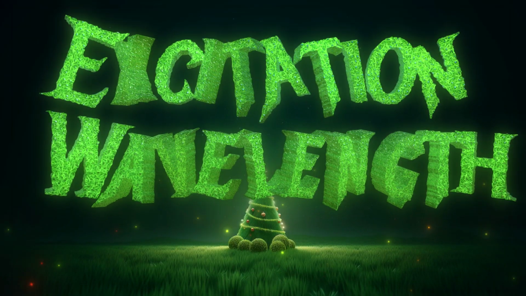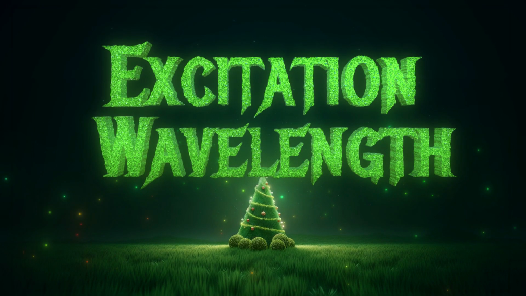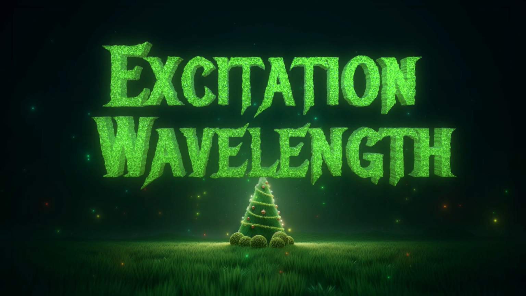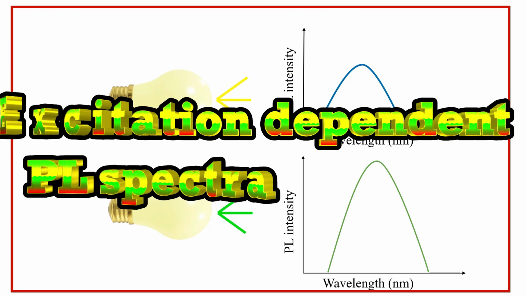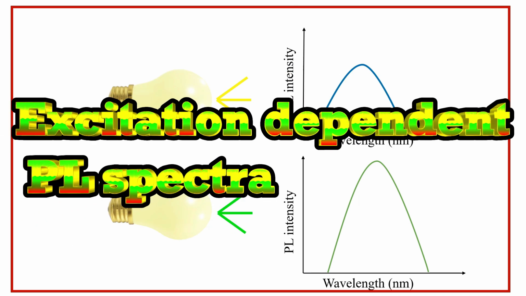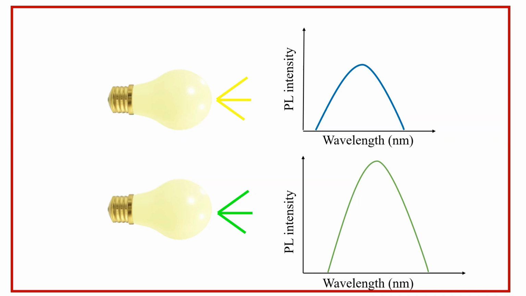Second one is source wavelength. Depending on the excitation wavelength, different intensity of PL will result. Sometimes the nature of the PL spectra will change depending on the excitation wavelength. Here is an example of two different excitation wavelengths, yellow and green. Resultant PL intensity also shown here. Some materials will exhibit this property, and that is the excitation dependent PL spectra.